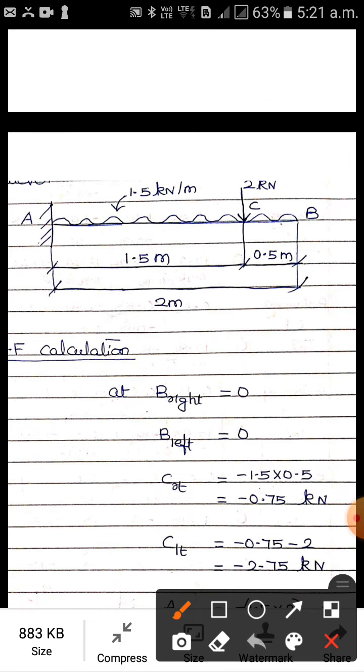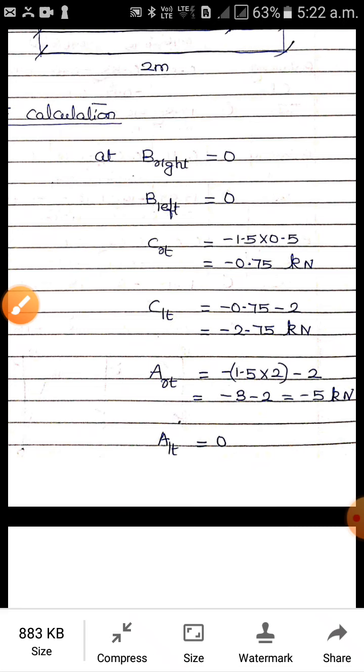Now A right. So A right is 1.5. You see the entire UDL over the whole length. So it is minus 1.5 into 2. Okay. So UDL always remember, don't forget 1.5 kilonewton per meter. So for 1 meter it is 1.5. So for 2 meter it is 1.5 into 2. So minus 1.5 into 2 and minus 2. So point load you have to take the intensity as it is. So 2. So minus 1.5 into 2 and 2. So both are negative, acting downward. So see here, minus 1.5 into 2, minus 2, it is minus 5. That's it. I hope you understand.